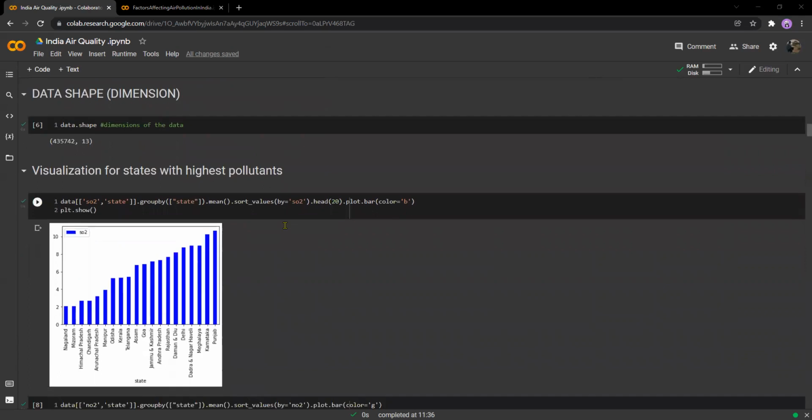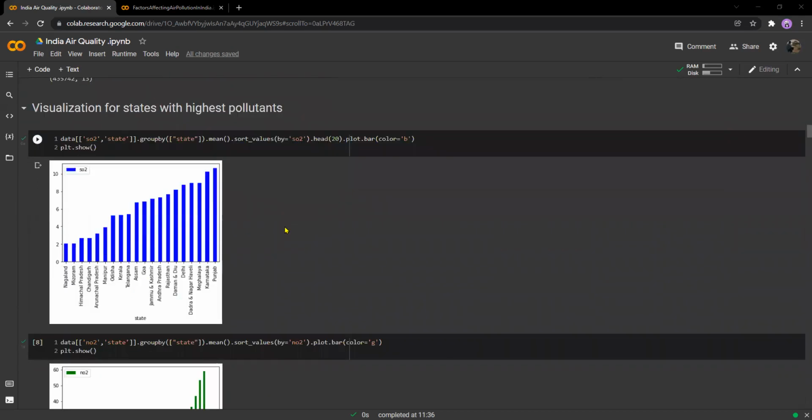Now let's move to the visualization of these pollutants compared to the states. We are going to compare the state as well as the type of pollutant that is affecting air pollution, visualized in ascending order. From the analysis, we can see that Punjab is leading with the highest SO2 pollutant, from factors such as industries as well as vehicle combustion. On the other hand, Nagaland from the northeast has the least SO2 pollutant in the air.